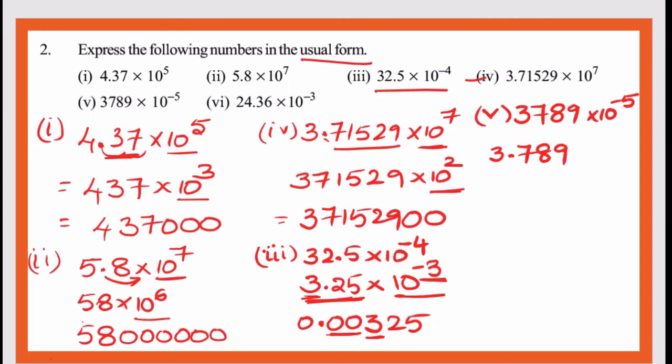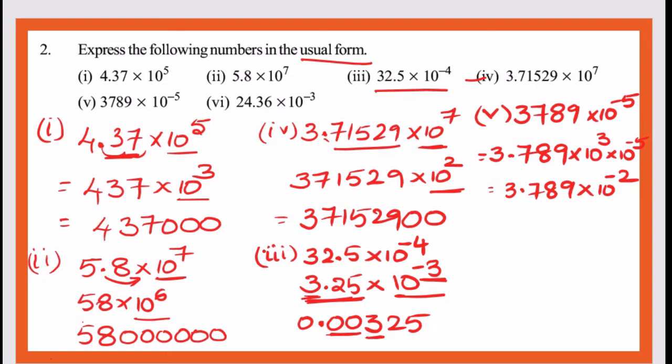3.789. Since we introduced a decimal point, this is nothing but the number 3789. So I have changed 3789 to 3.789. That means it has been multiplied with 10 power 3, into 10 power minus 5. So 3.789 into 10 power 3 into 10 power minus 5, I can write as 3.789 into 10 power minus 2.